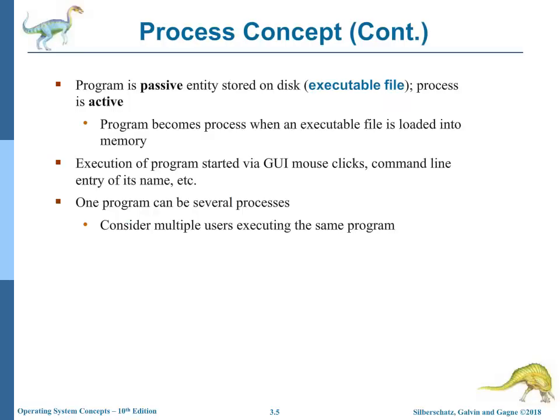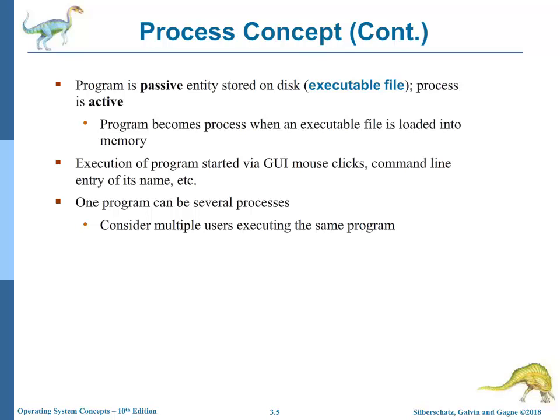A process is not the same as program code, but a lot more than it. A process is an active entity, as opposed to a program, which is considered to be a passive entity. A program becomes a process when an executable file is loaded into memory.